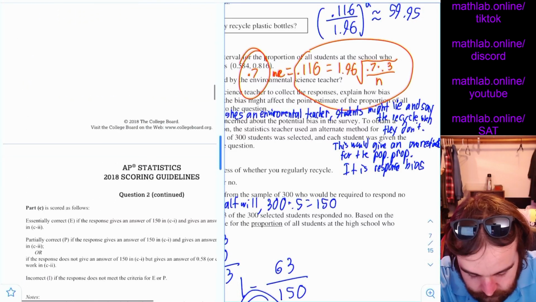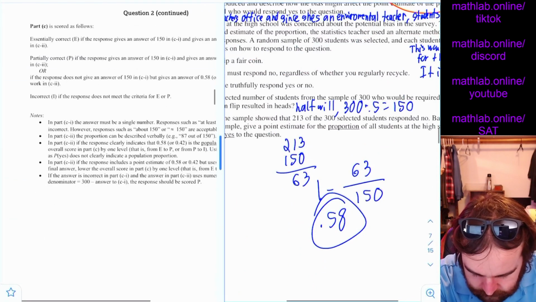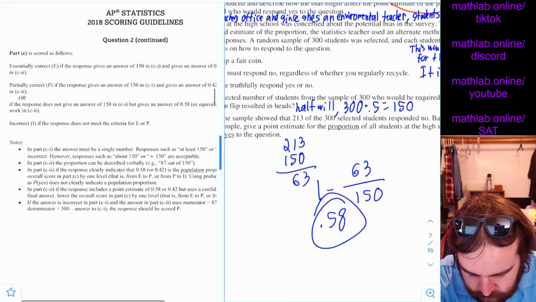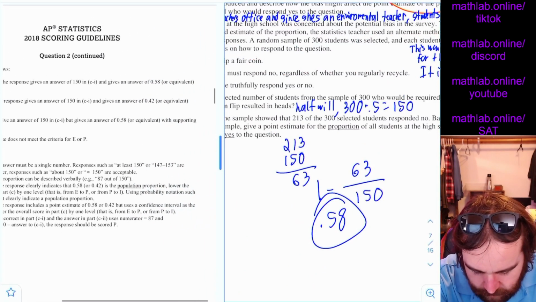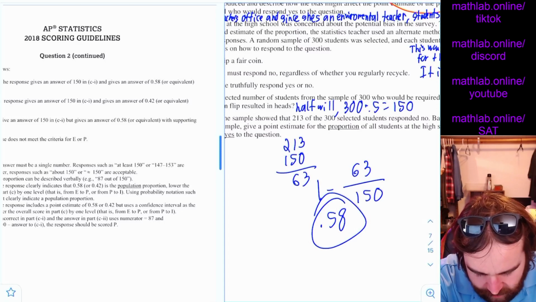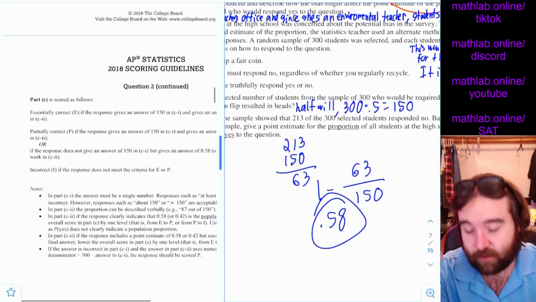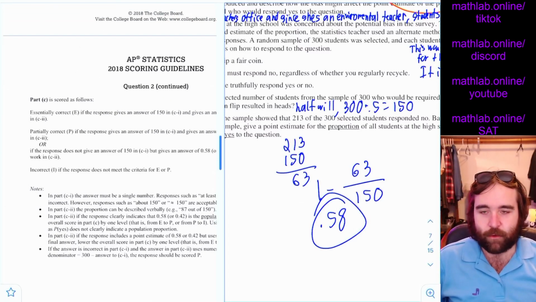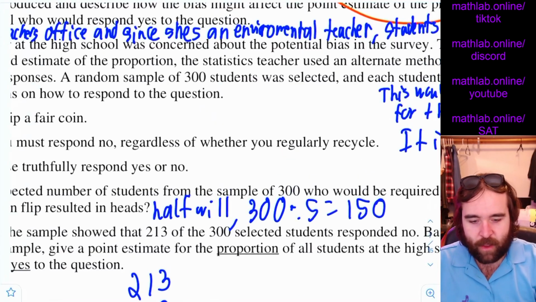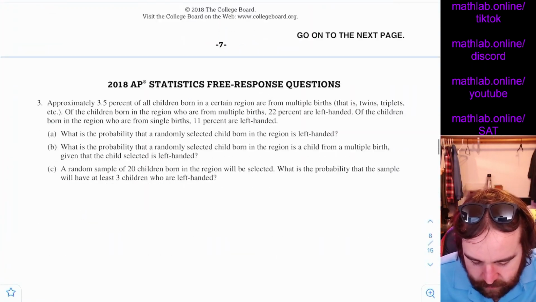Yes. Next. Essentially correct if the response gives an answer of 150 and gives an answer of 0.58. And that's it. There's no work even needed to be shown for that one. That's a beautiful thing. Man, we're making good time. 17 minutes in, 2 questions in.